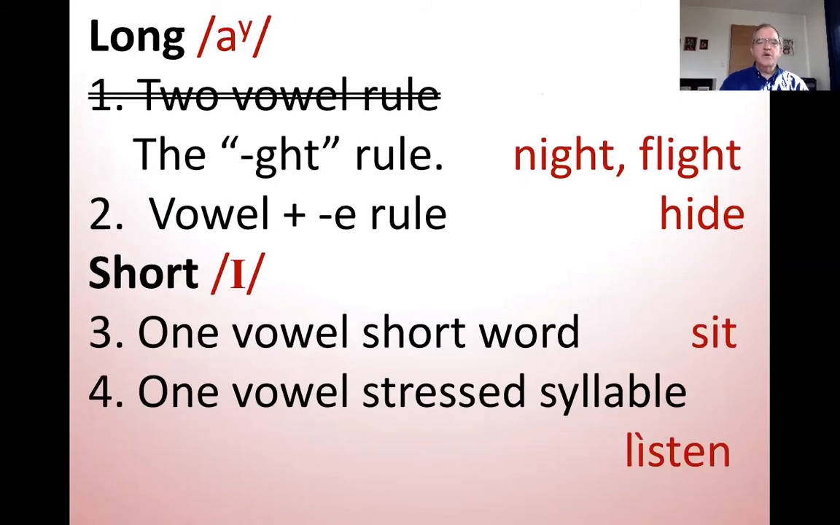And so we're going to change the two vowel rule into the GHT rule, because that's a special rule for I. When you see GHT, almost always the I is pronounced long I: night, flight. Okay, so now we have two rules for the long I: the GHT rule, and the silent E at the end of the word rule. Night, flight, hide. For the short I sound, we have the one short word rule, sit, and the long word with a stressed I becomes short I. Okay, those are our rules.